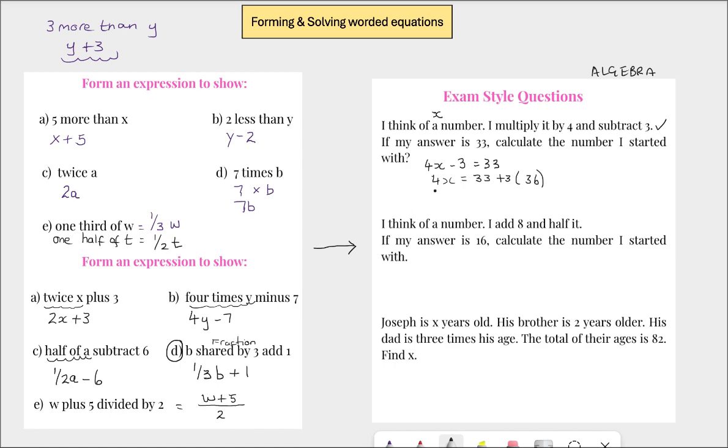And this is where we do our division. So we're going to divide by 4. I'm going to go X equals 36 divided by 4. So we now know that X equals 9. So the number that we started with is 9.